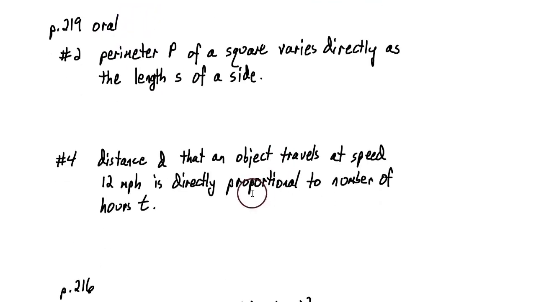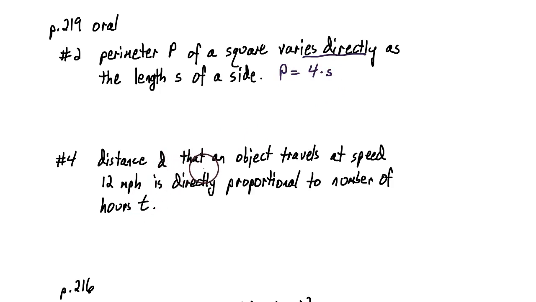On page 219, we're asked to create an equation from these words. So the perimeter of a square varies directly as the length s of a side. So we have perimeter equals something times s. Now, in geometry class, we know that there are 4 sides on a square, so the value of m is a 4. And here's our equation relating perimeter and side length.